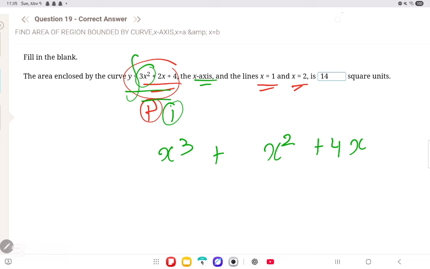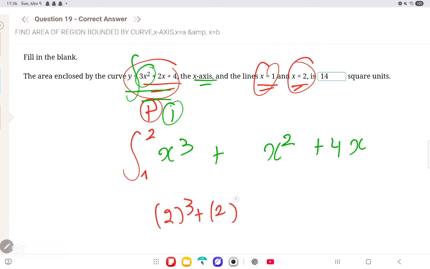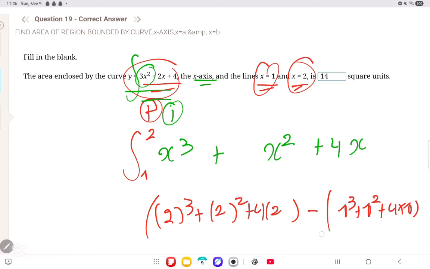Now what do we need to place? We need to place the boundaries. We did not put plus c because we have our boundaries, which are 2 and 1. So it's going to be 2 cubed plus 2 squared plus 4 times 2 minus 1 cubed plus 1 squared plus 4 times 1. You put it on the calculator and you'll get your answer to be 14.